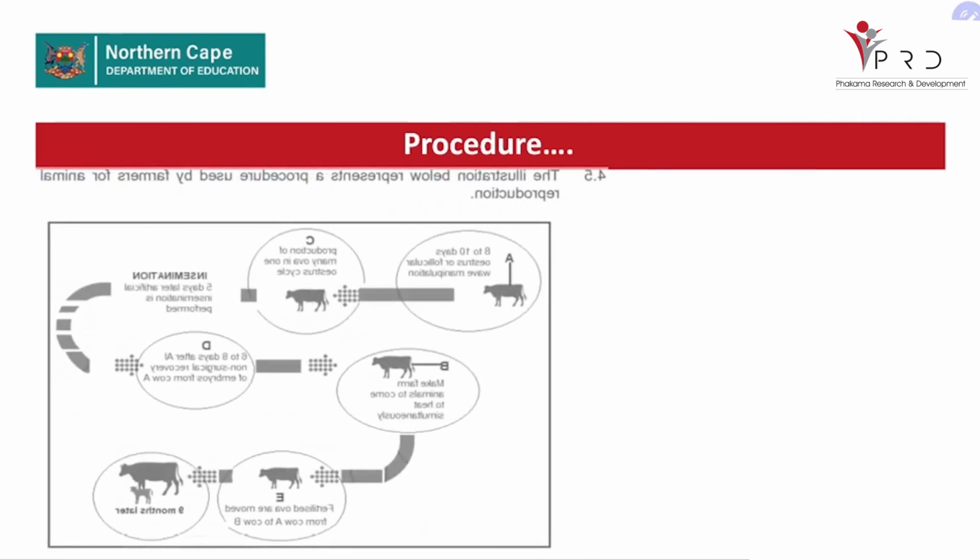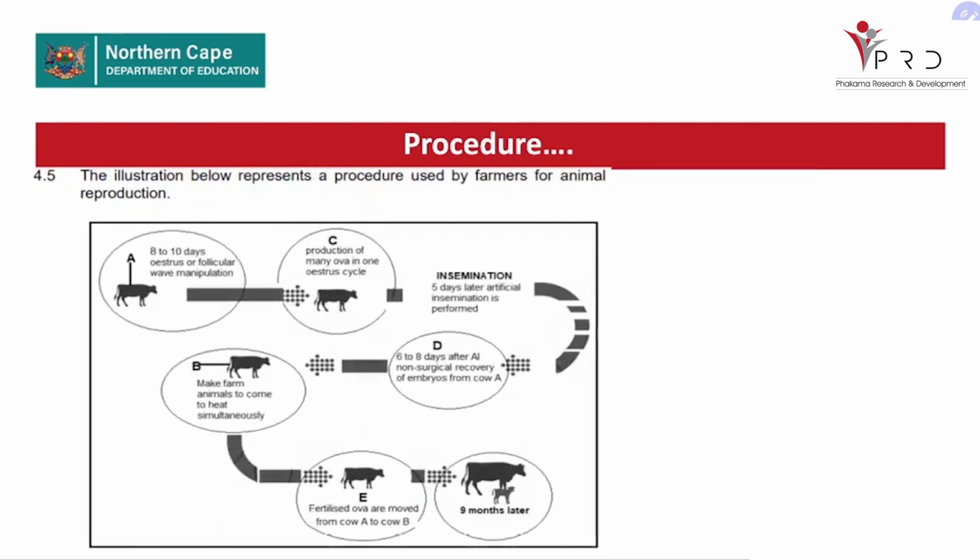And then the last question addresses a procedure. I indicated procedure because there are so many procedures to know. By looking at this diagram, you need to give the correct procedure. The illustration below represents a procedure used by farmers for animal reproduction. You are given animal A and animal B. Animal A states 8 to 10 days, oestrus or follicular wave manipulation. Which means something is done, the hormones are given, which must change. Hence we talk of manipulation.